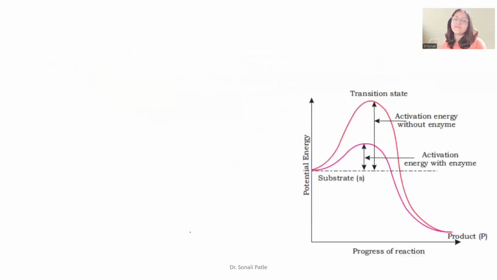as this graph shows. This is the level of substrate, this shows the energy, and this shows the progress of reaction, the x-axis. Now you have a substrate, its energy is here. This red one shows the curve without enzyme, while this pink one shows the curve in the presence of enzyme, or with enzyme. So it will lower down the activation energy, so your product formation is favored, is facilitated.